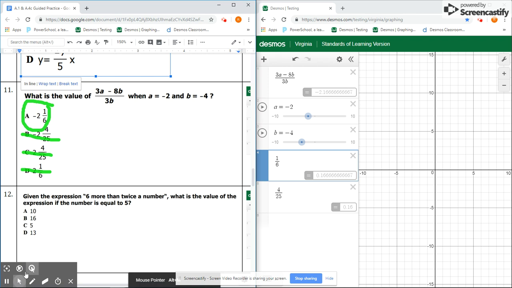All right. And so all we did there was we just took this expression, typed it in how we saw it, and then we added 2 sliders and plugged in what A was and what B was, and it gave us the answer. Okay.